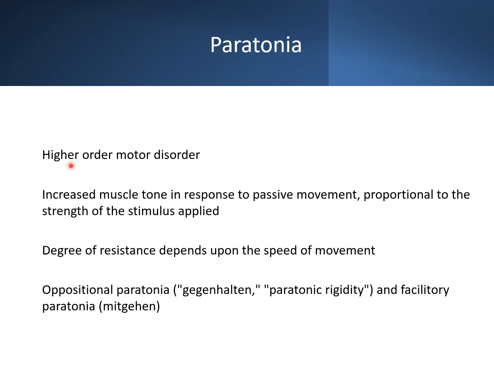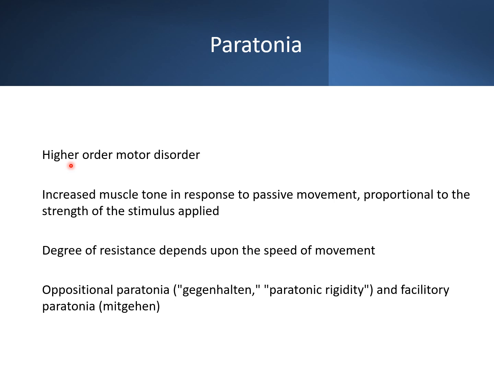Another higher level dysfunction in muscle tone is paratonia. It is defined as increased muscle tone in response to passive movement, proportional to the strength of the stimulus applied. So the degree of resistance depends upon the speed of the movement. If the speed of the movement or the intensity of the stimulus is high, the resistance you feel will be high. If the speed or intensity of the passive movement is low, you can't feel the resistance.